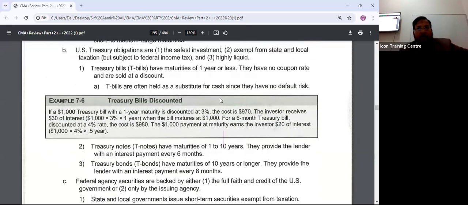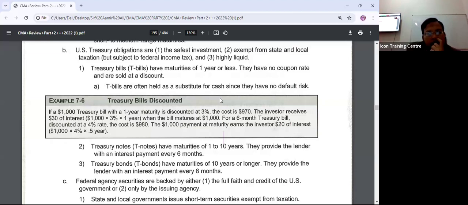Now just have a look at this example, 7-6. Try to understand this 3%. The cost is 970. So you buy it for 970 and they will take it back for 1,000. The investor receives $30 of interest when the bill matures. They are calling this interest, but this is basically a discount, right? So you buy it for 970 and they buy back from you for $1,000.